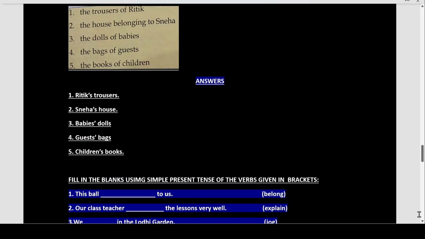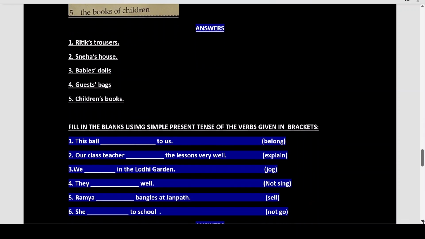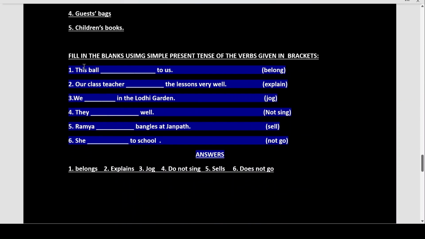Next, fill in the blanks using simple present tense of the verbs given in brackets. This ball dash to us. This ball belongs to us. Why? Because ball is singular. And what is the singular verb of belong? It is belongs. So this ball belongs to us. This is in agreement with your subject verb agreement. Singular subject followed by singular verb. So ball belongs to us.